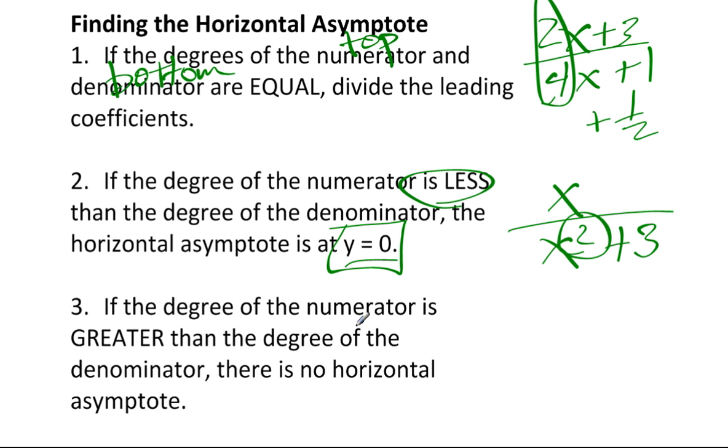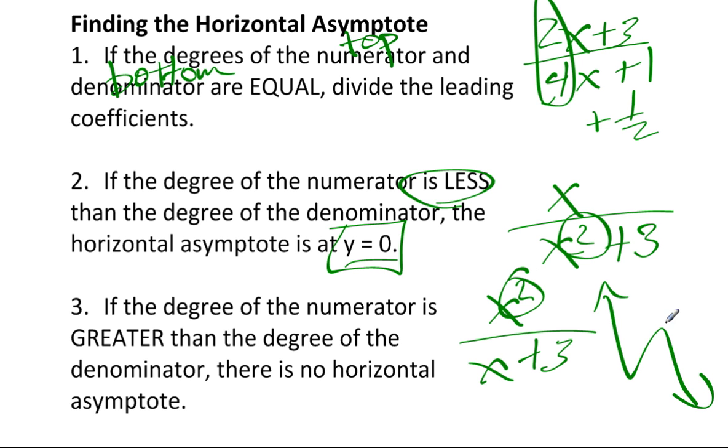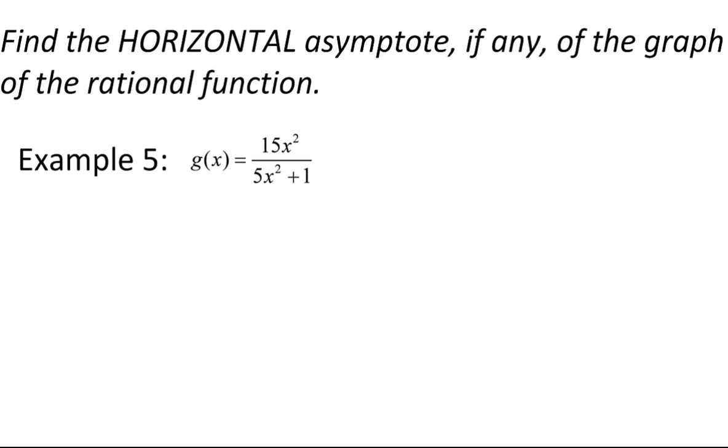Alright, if the degree on top is greater than the degree on the bottom, then there is not a horizontal asymptote. So if we got x squared over x plus 3, now that our degree on top is bigger, there is no horizontal asymptote. That's just one of those old school kind of graphs where it's just going to go forever left and right and never actually flatten out to a particular asymptote.